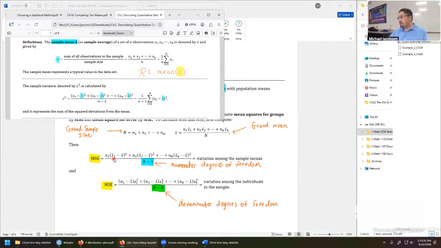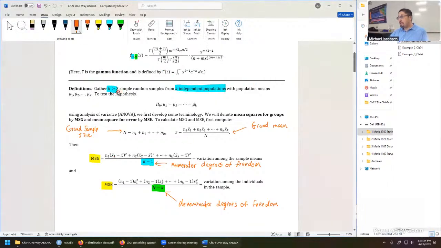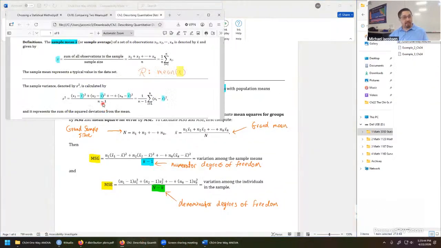So we measure k independent simple random samples. We take the sample means, x1 through xk. We wonder, how different are all those sample means? We calculate the literal variance of those things. K minus 1 is just the number of sample means minus 1.